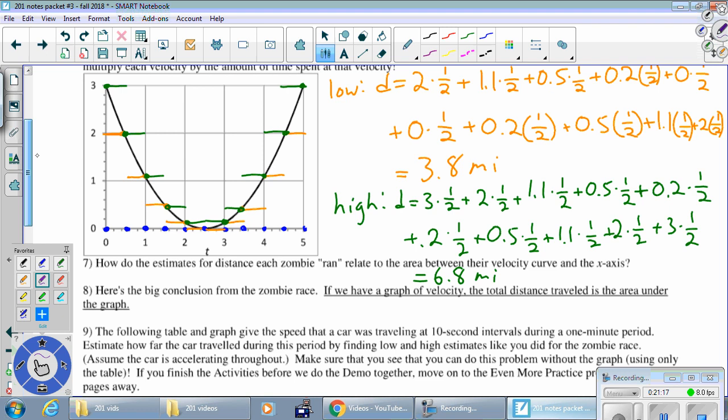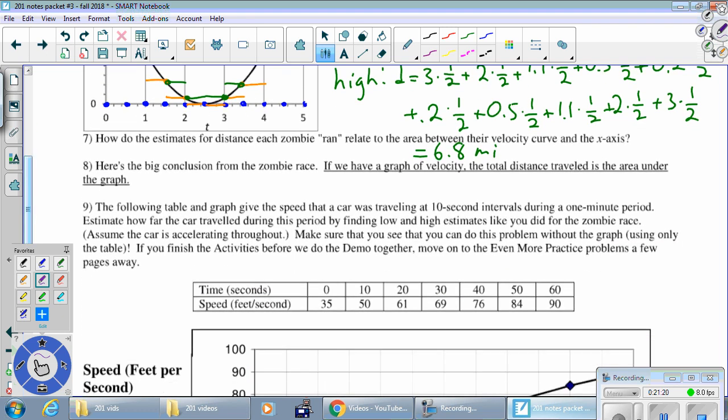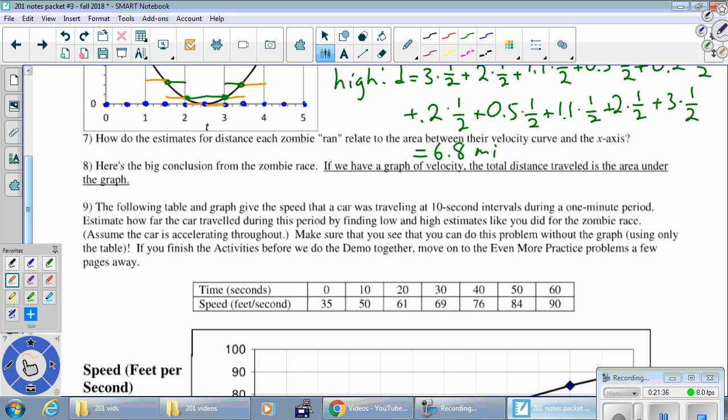So this is kind of a preview of what we're doing in the coming classes, but how do these estimates relate to the area between their velocity curve and the x-axis? So the area between the velocity curve and the x-axis is the total distance traveled. And that's sort of the big conclusion here, maybe somewhat of a surprise, but that's the goal of all of this. The area between the velocity curve and the x-axis is the distance traveled.